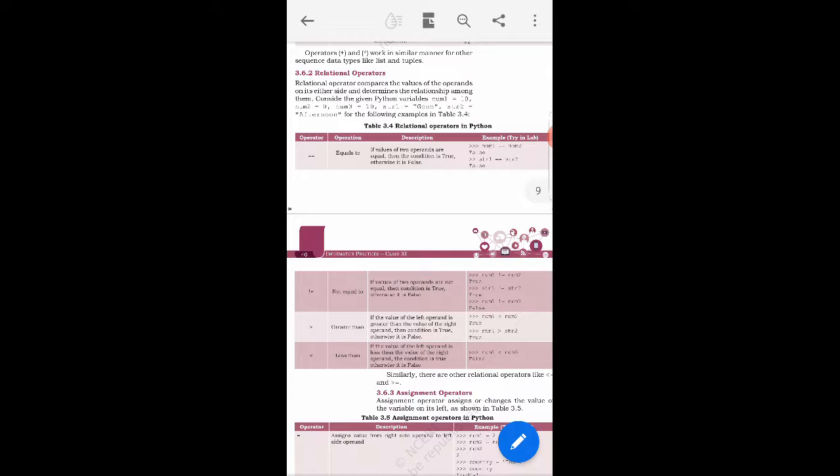Next comes greater than. If the value of the left operand is greater than the value of the right operand then the condition is true, otherwise it is false. So num1 is greater than num2, 10 is greater than 0, yes it is true. str1 is "good", is it greater than "afternoon"? Yes, because G comes after A in the dictionary, so one by one character it will check. The first character in the first string is greater than the first character in the second string, so it is clearly true.